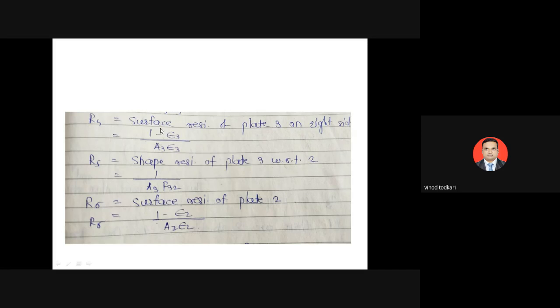Okay. So similarly, this is R4. This is R5. What is R4? Surface resistance of plate 3. It is 1 minus epsilon 3 upon A3 epsilon 3. What is R5? Shape resistance of the shield plate with respect to plate 2. So it is 1 upon A3 into view factor of 3 with respect to 2. I told you it is 1 upon product of area and view factor. Now energy is flowing from 3 to 2. So we have to consider a view factor of 3 with respect to 2. So it is 1 upon A3 into F32. And what is the last resistance? Surface resistance of plate 2. 1 minus epsilon 2 upon A2 epsilon 2.